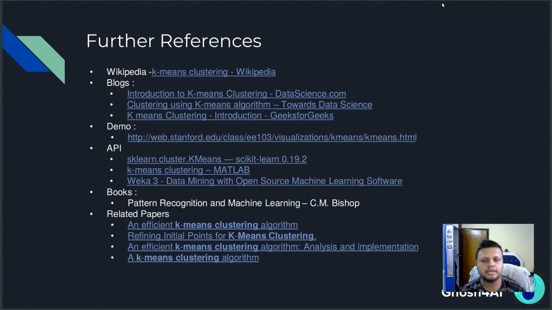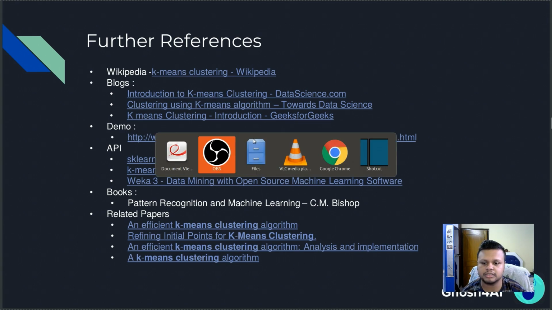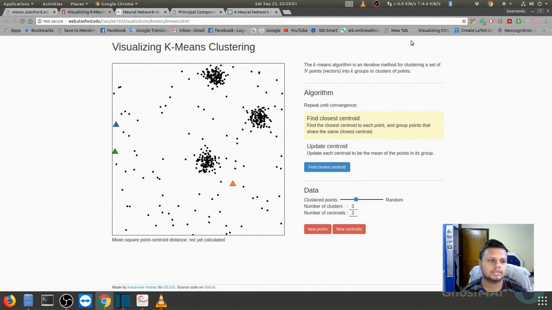I would also like to grab your attention towards this demo where we have a very nice visualization of the K-means algorithm. Okay, so this is the K-means algorithm visualization. So we have these nice clusters, and we have three mean points for these three clusters. And what we are going to do is we are going to do this iteration, and we are going to see how these samples move.